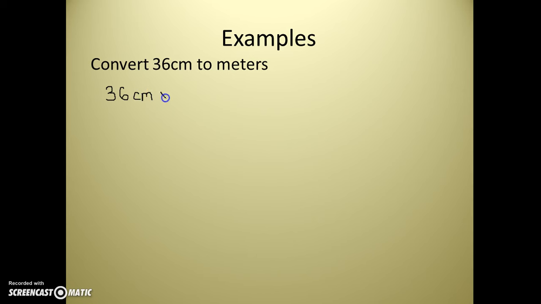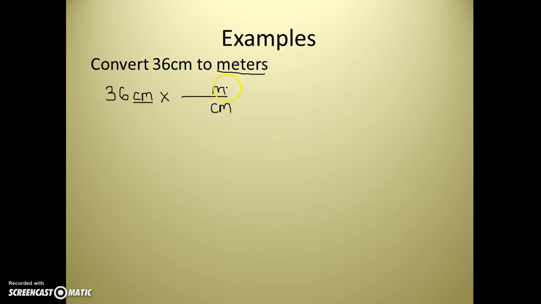Now we're going to set up our conversion factor. So we're going to multiply by our conversion factor. So times. Now, what unit do we want? We want meters. So we're going to put meters in the numerator. What unit did we already have? What are we starting with? We're starting with centimeters. So we're going to put that down here in the denominator.